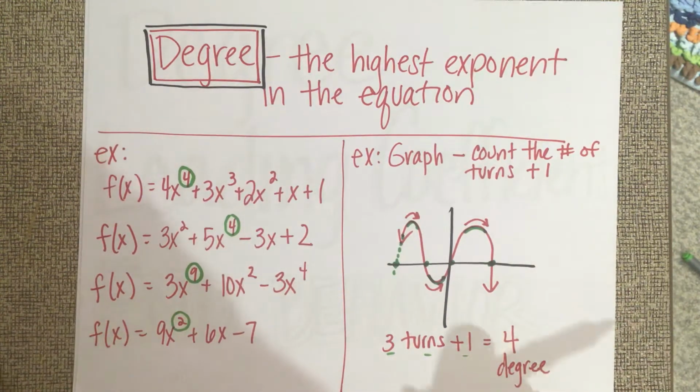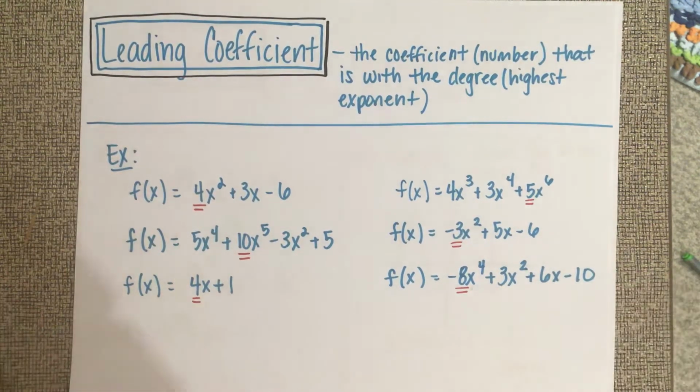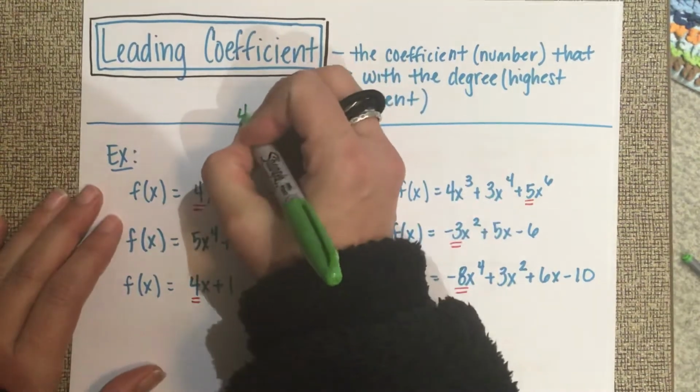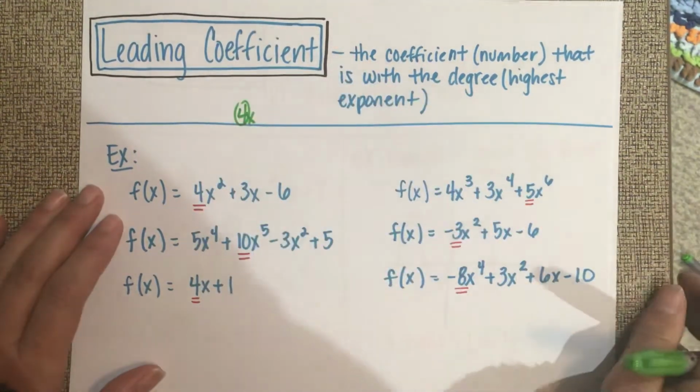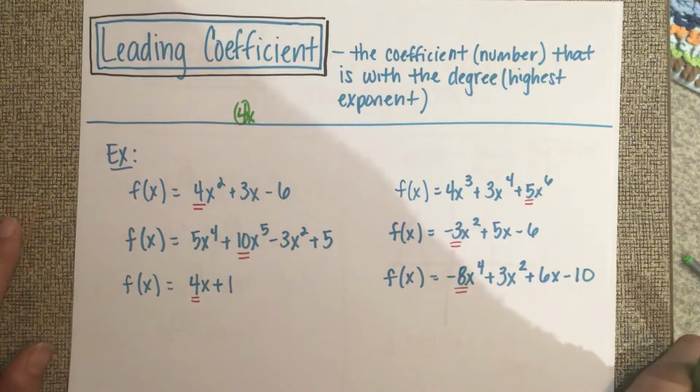All right, and the next thing we're going to talk about is leading coefficient. Coefficient is the number that goes with the letter, right? So if I had 4x, my coefficient is 4. When we're saying leading coefficient, we're saying the coefficient or the number that is with the degree, which is the highest exponent. So you find the term that has the highest exponent, and then whatever number is in front of that is your leading coefficient.